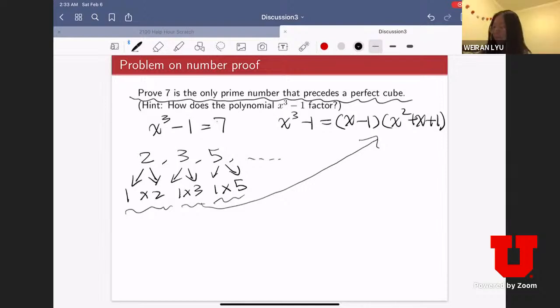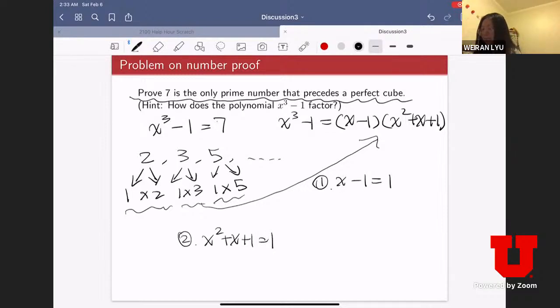Yep, exactly right. We can consider that as two cases, where the first case is just, like you said, x minus 1 is equal to 1. But don't forget, we can also think about if x squared plus x plus 1 is equal to 1. Let's look at the first case now.